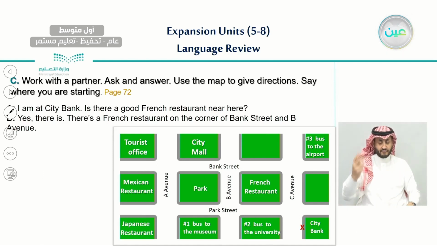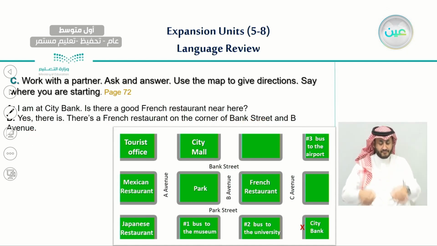The first person says, "I am at the Citibank. Is there a good French restaurant near here?" So the speaker who wants directions is here at the Citibank. Let's read the directions and see how he reached the French restaurant. So the answer will be, "Yes, there is. There is a French restaurant on the corner of Bank Street and B Avenue."